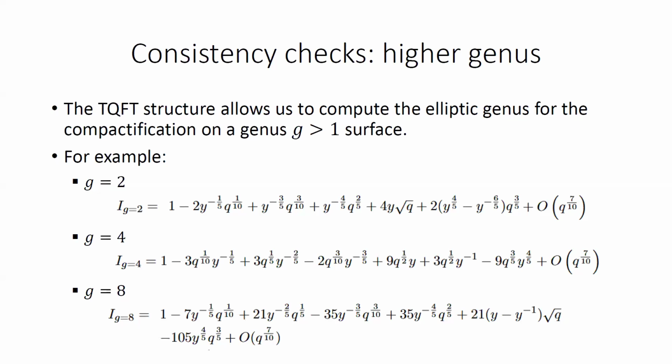y is the fugacity associated with the left moving R symmetry. From the 0,2 point of view, this is a flavor symmetry, so I can just refine it by a fugacity, which I'm calling y. This means that the power in this fugacity y is the R charge under the left moving R symmetry. All right, so these are the expressions.